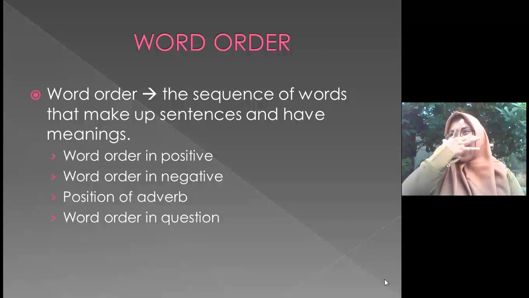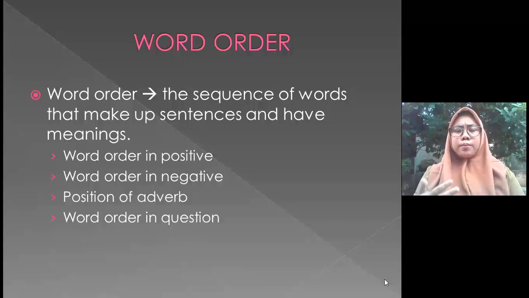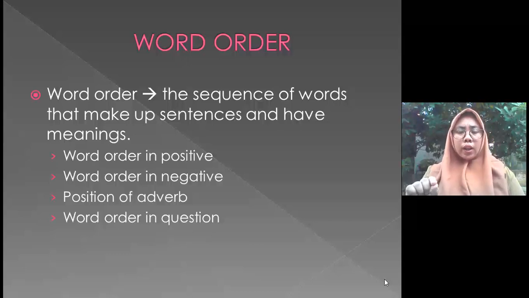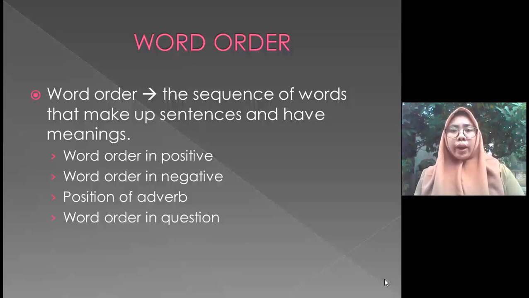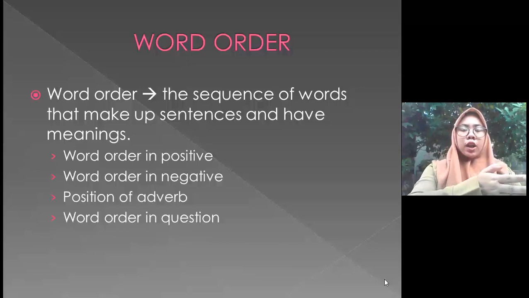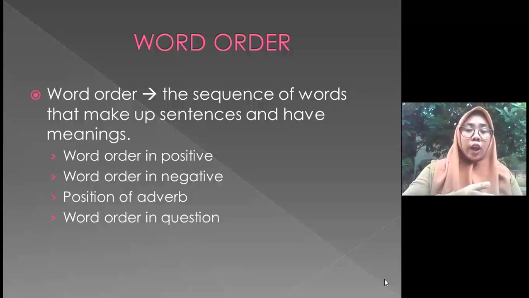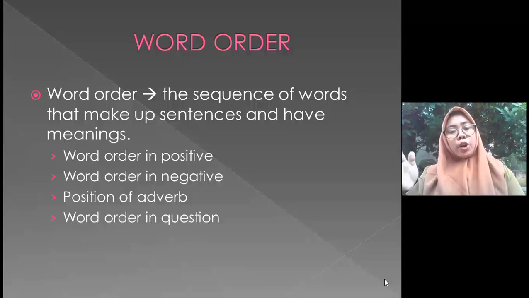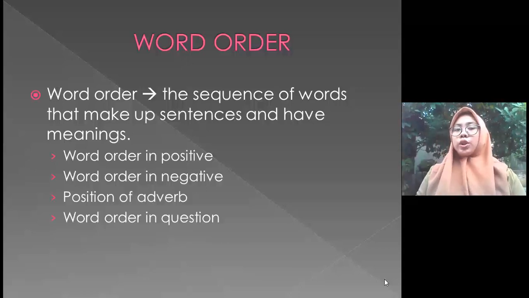Like I said in the first meeting, every sentence minimally has a subject and verb. So that's why in word order, you must try to make your sentence correct. For example, the first word is for the subject, and after the subject you must add the verb, and the last is for the object or complement. That's about the word order.